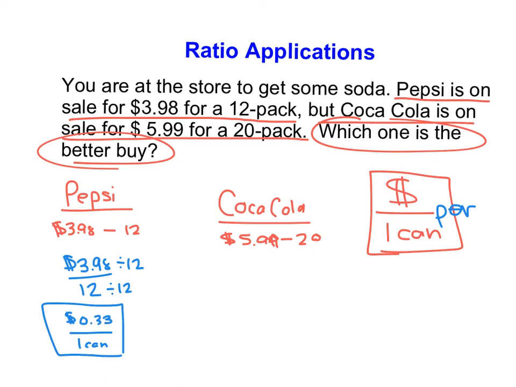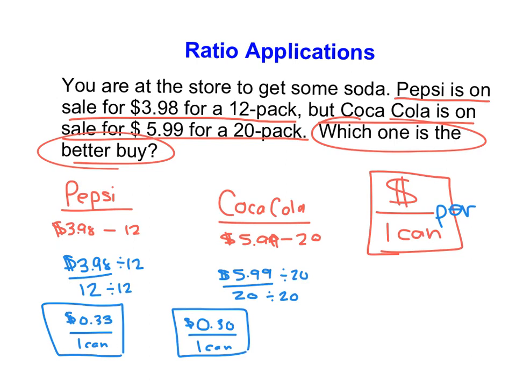Now, if I do the same for Coca-Cola, I have $5.99 for 20 cans. So again, I'm going to turn each of these into a unit rate and figure out the cost per can. So $5.99 divided by 20. I get 0.2995, so that's about $0.30 per 1 can. Now, realistically in this situation, would I rather spend 33 cents per can or 30 cents per can?